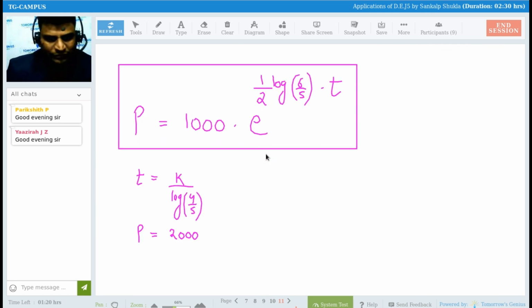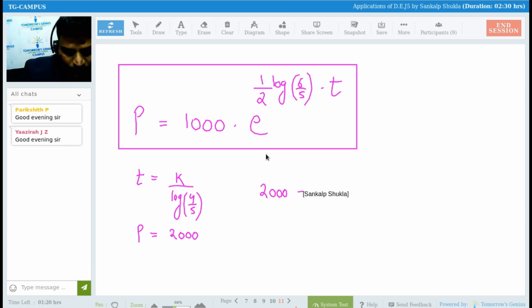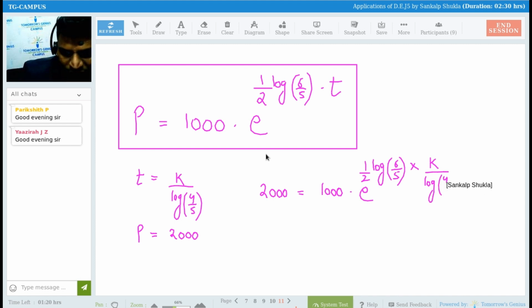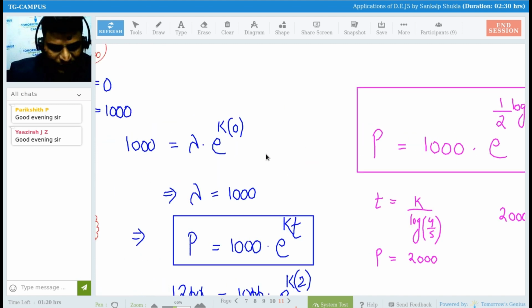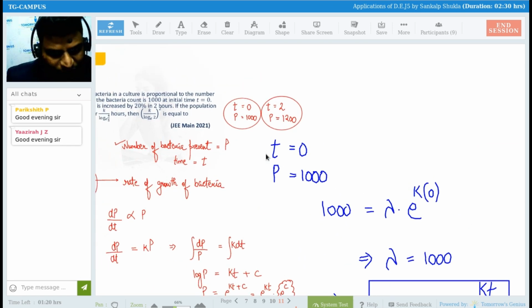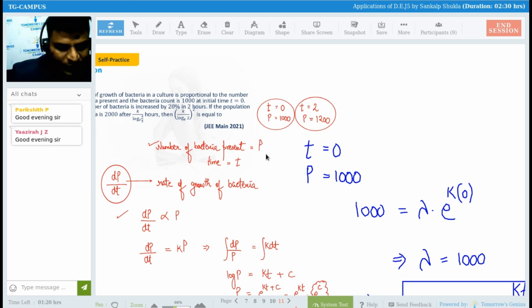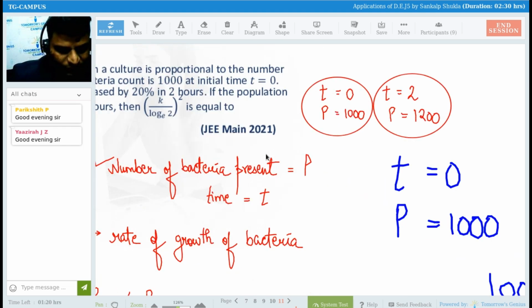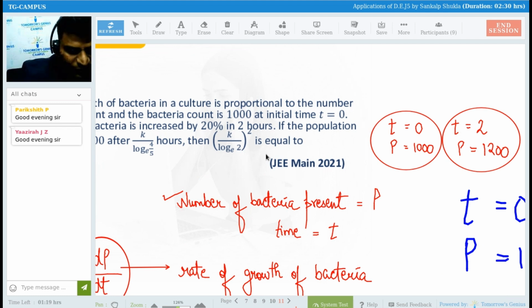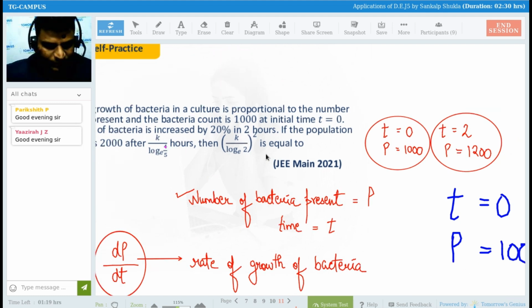So just put the values in the same function. So 2000 will be equal to 1000 into e raised to the power 1 by 2 log 6 by 5, multiplied by k upon log 4 by 5. We have to check whether we have committed a mistake, because it should be log 6 by 5 only. It's a misprint in the question itself. Not 4 by 5, it should be 6 by 5.